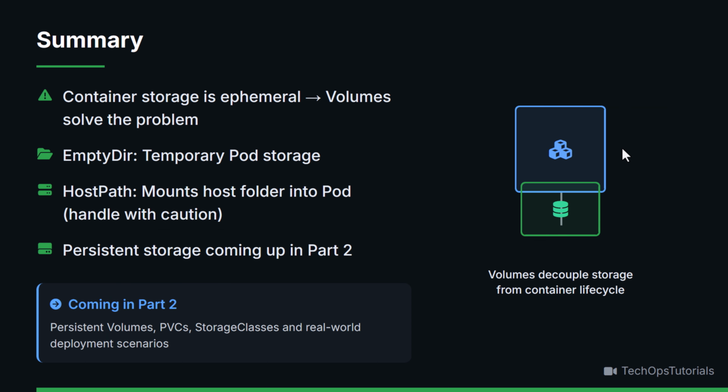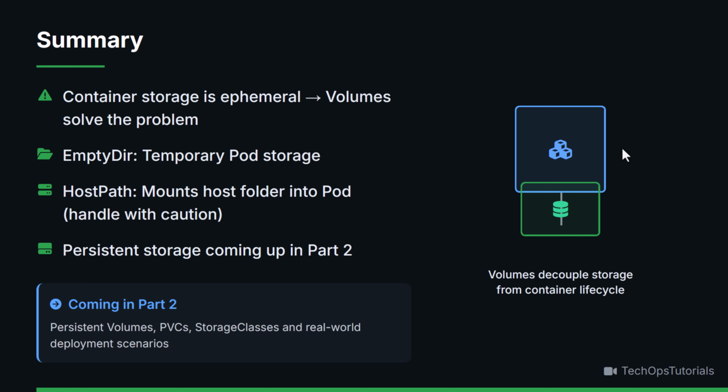Next, let's quickly wrap up what we have learned so far. First, remember that container storage is temporary. Once the container is gone, its data is gone too. That's where volumes come in and solve the problem. We looked at EmptyDir, which provides temporary storage that lives only as long as the pod runs. Then we explored HostPath, which lets you mount a folder from the host directly into your pod, but this needs to be handled carefully because of portability and security risk.